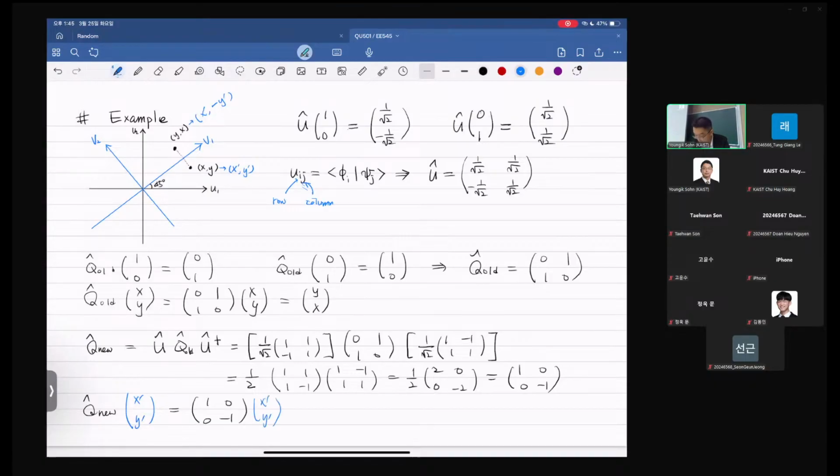X prime, y prime is read from the V1, V2 axis, okay? The numbers are coming from that blue thing. And then what do you get? It's going to be x prime minus y prime. Okay, that's what we would expect geometrically, okay?